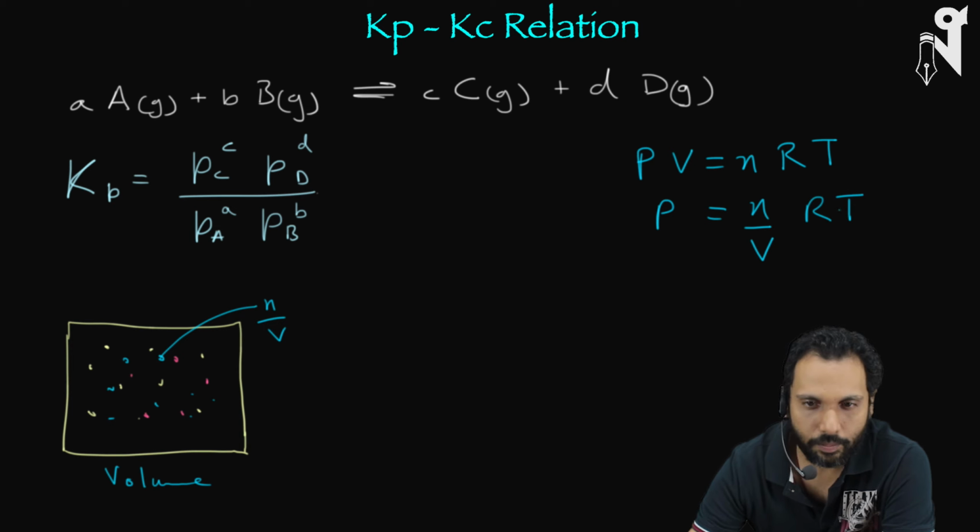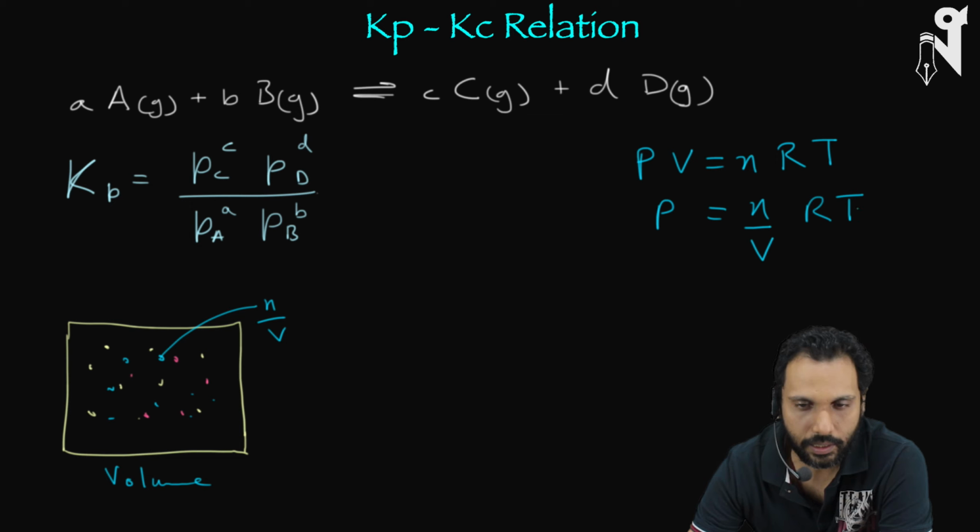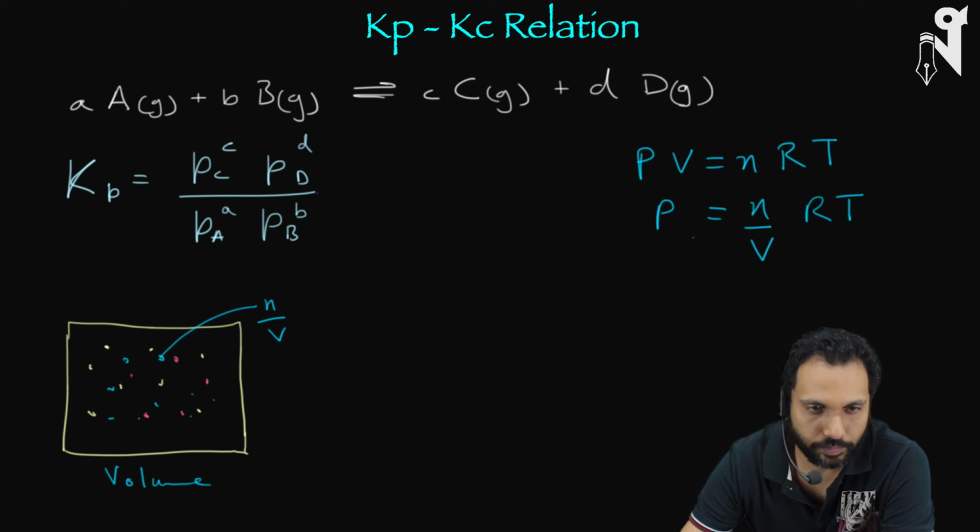So mind you, K was at a particular temperature, so T is a constant, and R is the universal gas constant, so it is a constant obviously. So we can easily convert P in terms of n by V and vice versa.